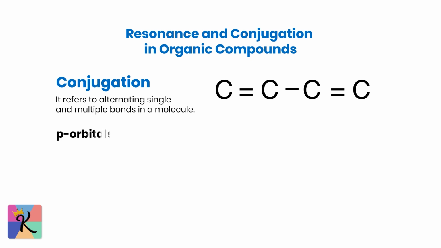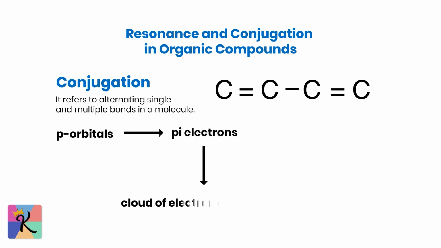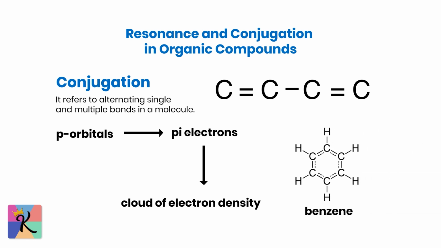Another important electronic effect is conjugation, which refers to alternating single and multiple bonds in a molecule. This setup allows p orbitals to align and delocalize pi electrons, creating a cloud of electron density above and below the molecule's plane. A great example is benzene, where delocalized electrons create a stable structure with multiple resonance forms.